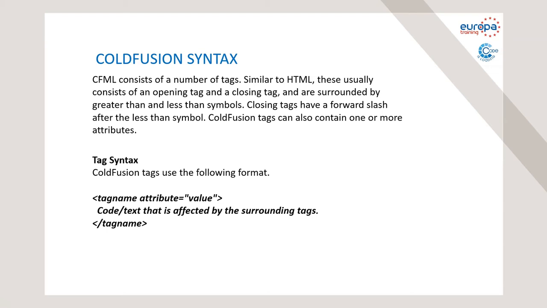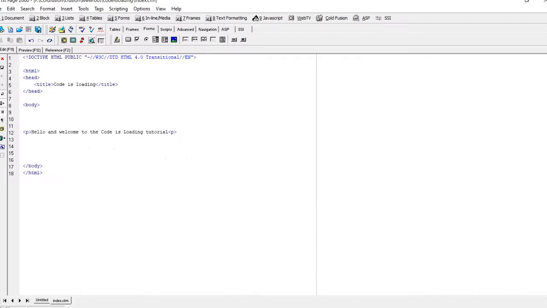So I'm just going to jump straight into a text editor now, where we can actually look at some of the code. This is a simple text editor. You can use any one you wish. There are several demos on the Code is Loading site of things you can use. This is just a simple index.cfm page where I'm going to put some code in. So what I've done here is I've created a variable called testvar and I set it to John.